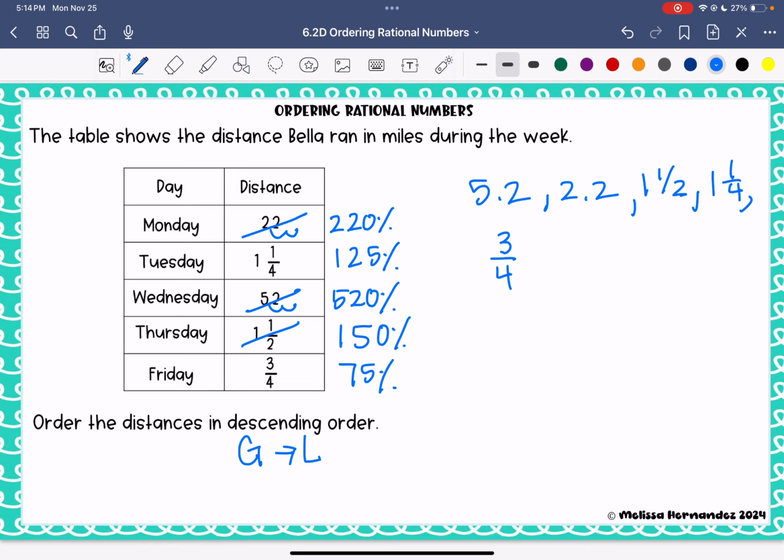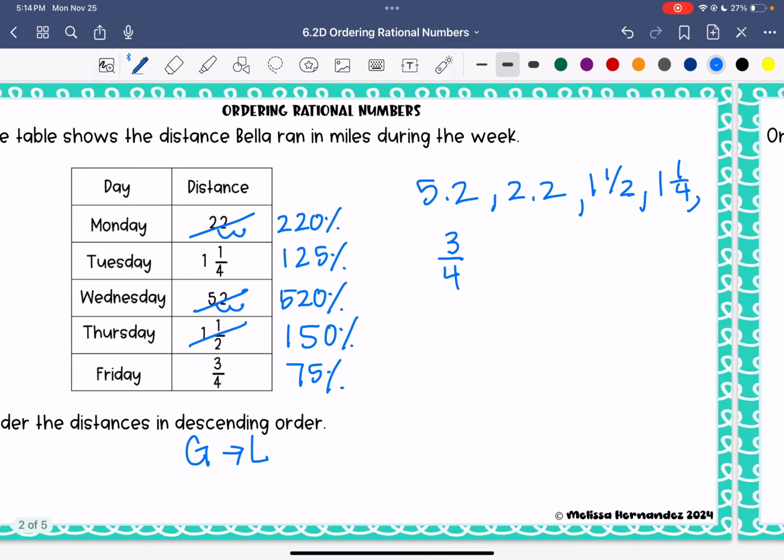This is not the only way. You can easily convert them all to decimals, convert all to fractions, whatever works for you. I just find it easier to convert them to percent and compare whole numbers.